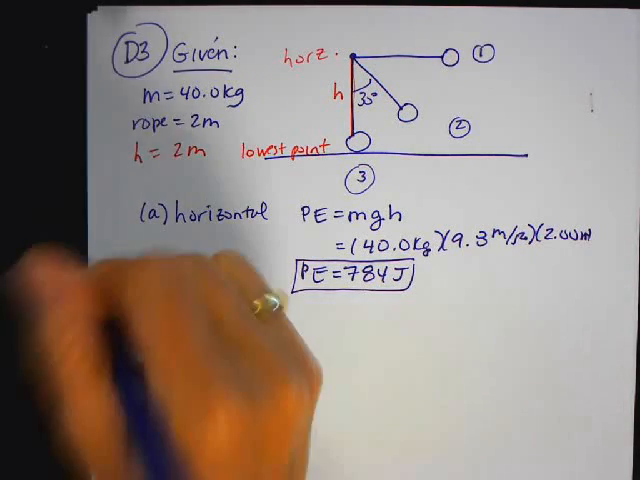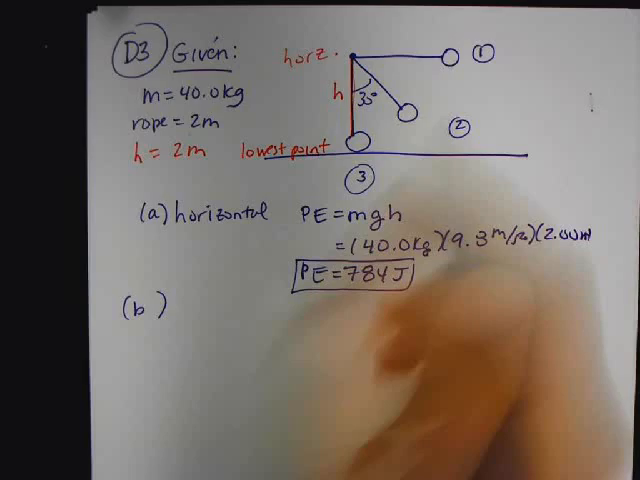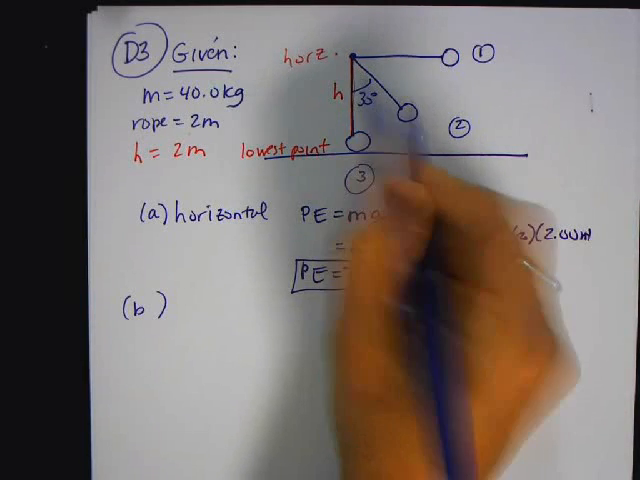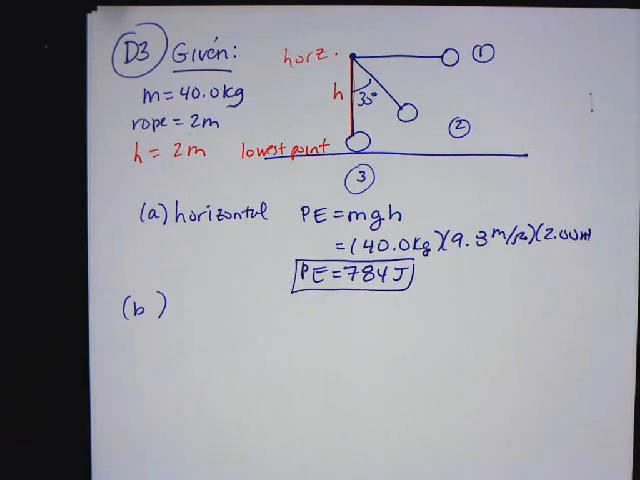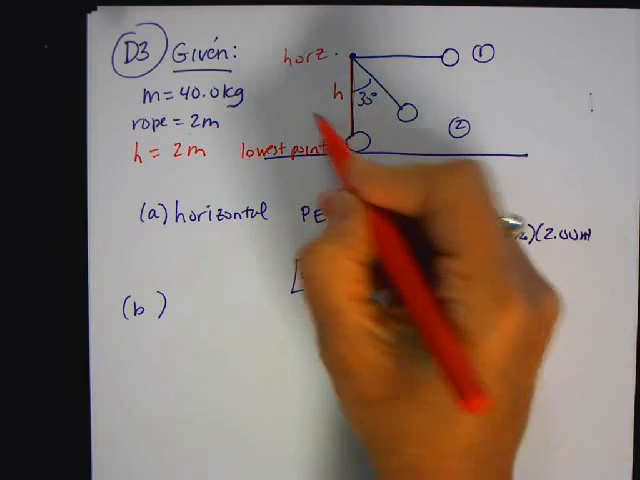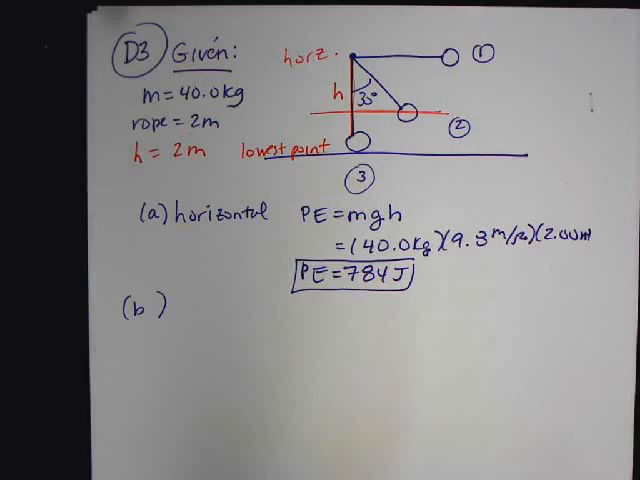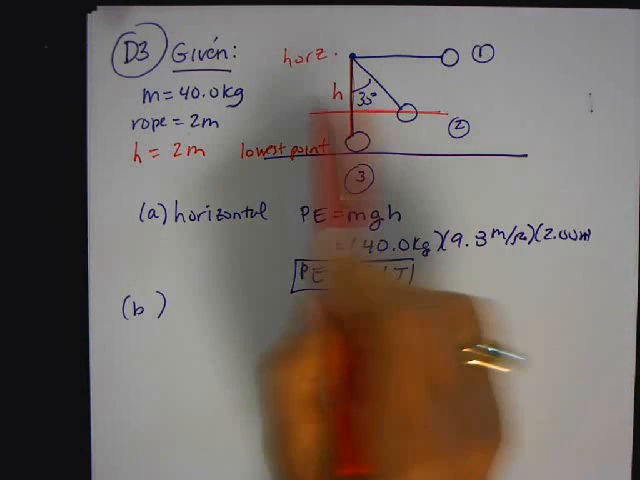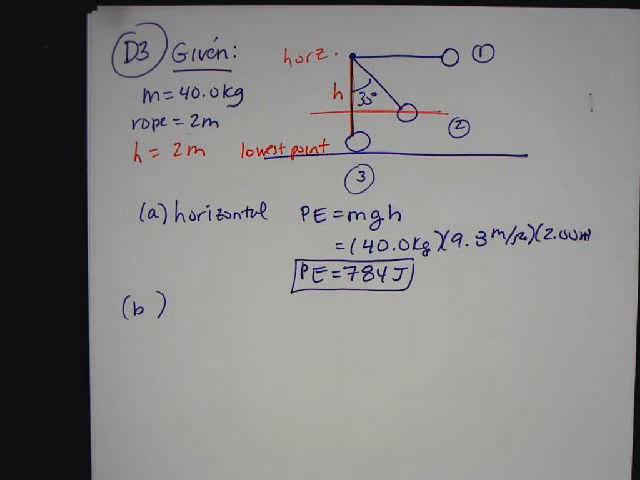Now for part B, it wants us to find the potential energy when this angle is 30 degrees. I don't know how high this is above the ground, so I have to figure that out. There's more than one way to figure this out. Obviously, you saw when I did this, I made a right triangle. This is where you have to take your knowledge of math, and it's not the physics. The physics in this problem is just potential energy is mgh.